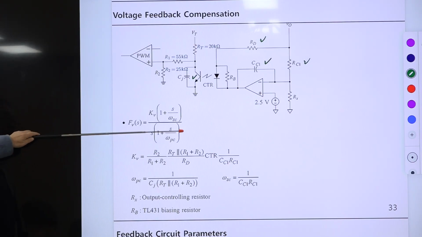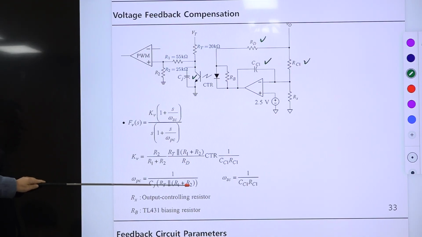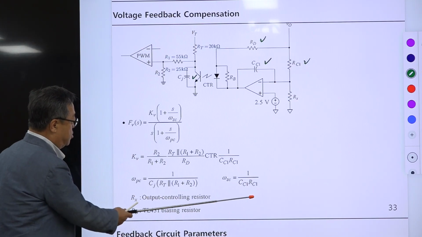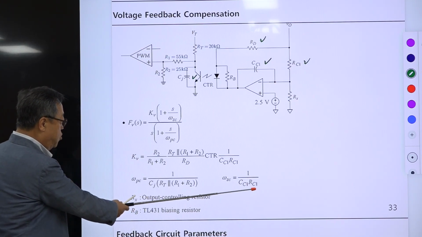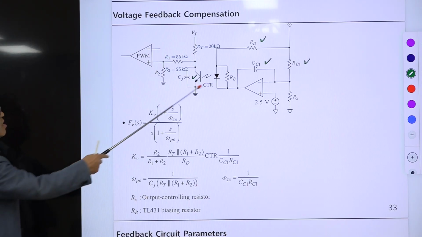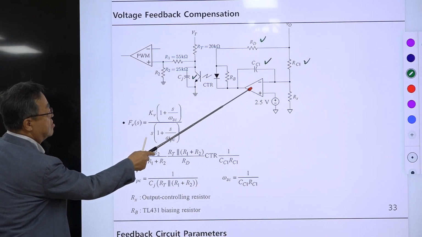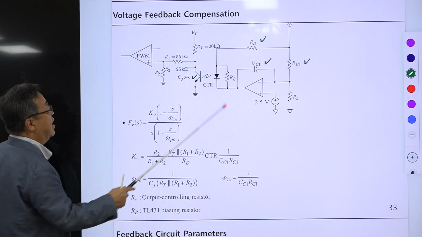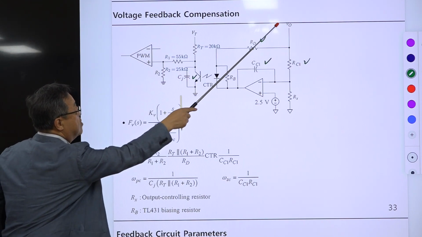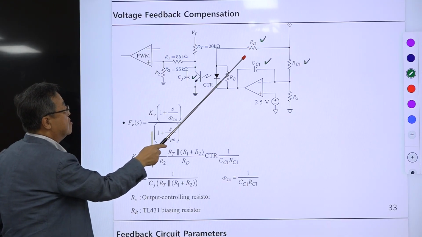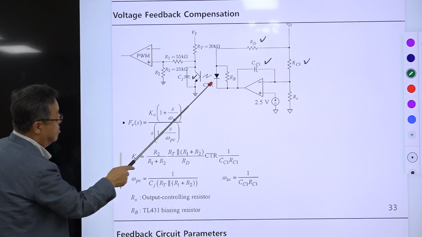Okay, and this is the equation of this voltage feedback compensation and the relationship between these. As I said, Rx is just controlling the output voltage value, and RB is required to bias current for this OTA, and the compensation parameter is only influenced by this RB.